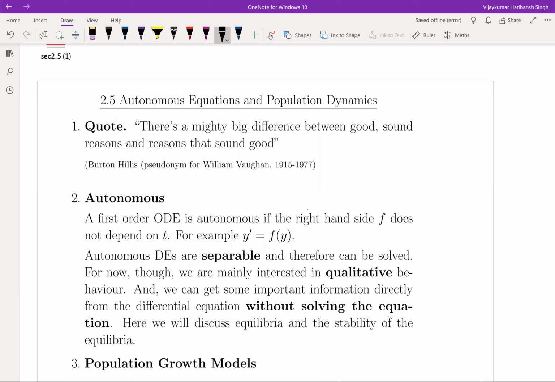Welcome students. Today we are going to discuss autonomous equations and their application to population dynamics. So first of all, what are autonomous differential equations?